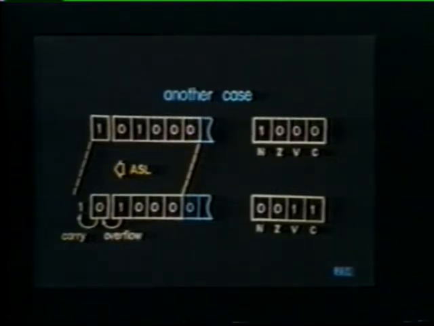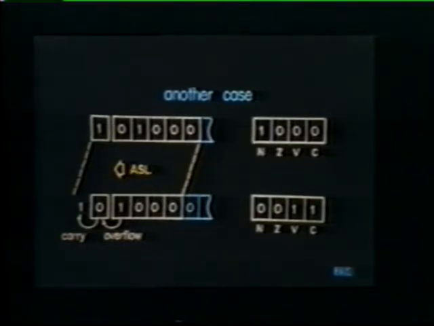Here's an example. Notice that prior to executing the ASL instruction, the N bit was set while the other bits were clear. When the shift left is made, it results in a carry and an overflow, thereby setting the C and V bits. However, the result was positive, so it cleared the N bit. In this case, 3 condition codes were changed by the instruction.